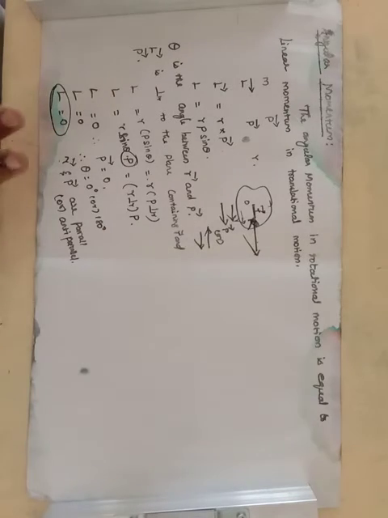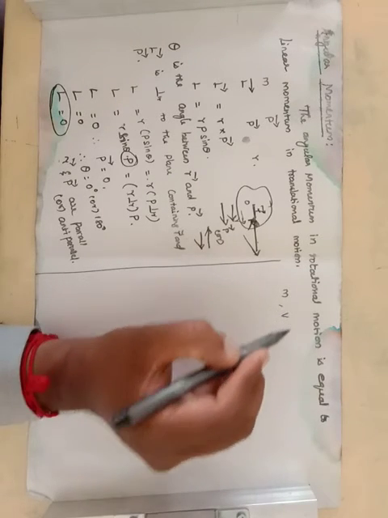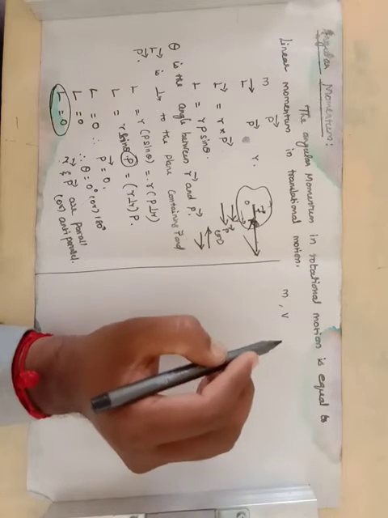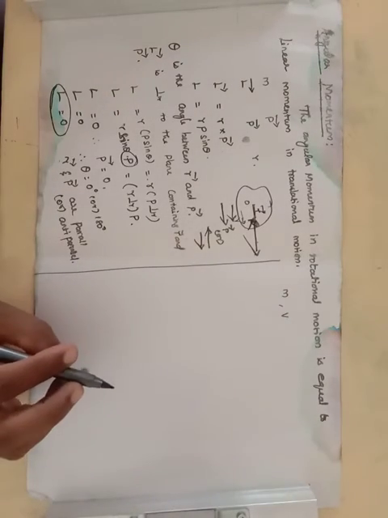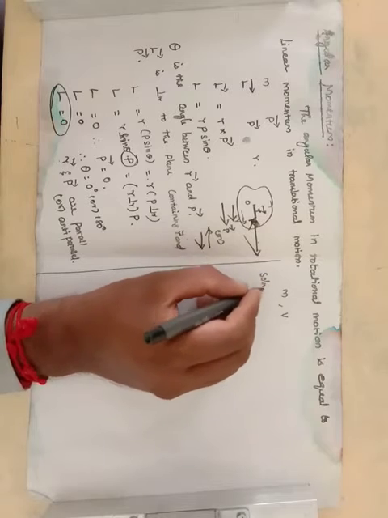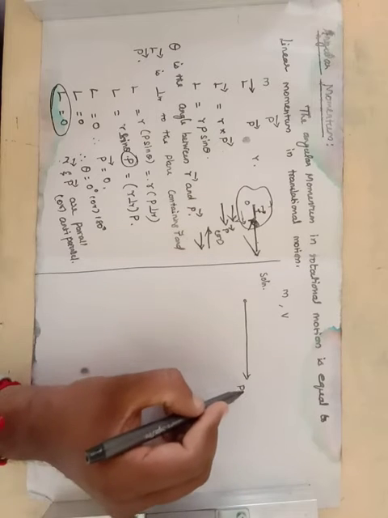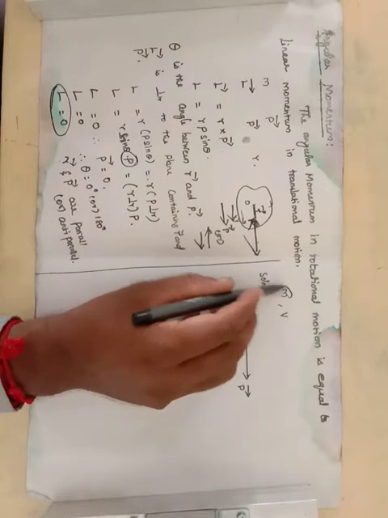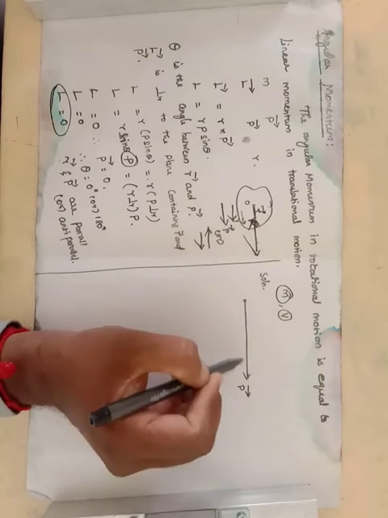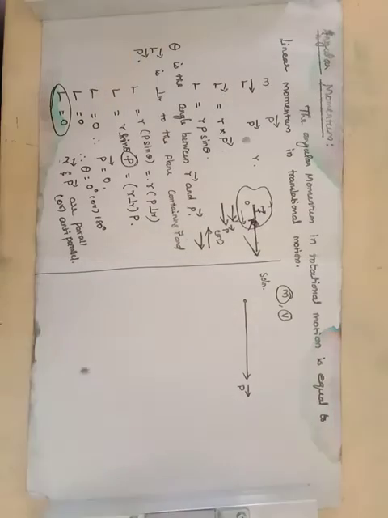So for understanding purposes, I am going to explain one example sum. A particle of mass m is moving with velocity v. Show that the angular momentum about any point remains constant throughout the motion. For this, we can take a point mass. It has a linear momentum, p vector. This point mass has a velocity v, so it has a linear momentum p vector.